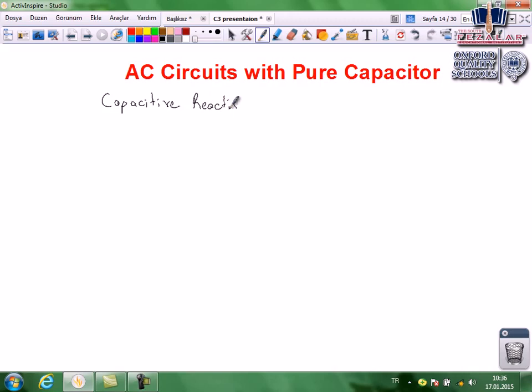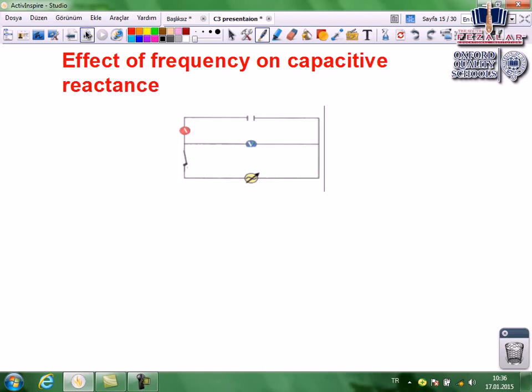Capacitive reactance is represented by Xc, and capacitive reactance is inversely proportional to frequency, and capacitive reactance is inversely proportional to the capacitance of the capacitor. How? With these two activities we will prove it.